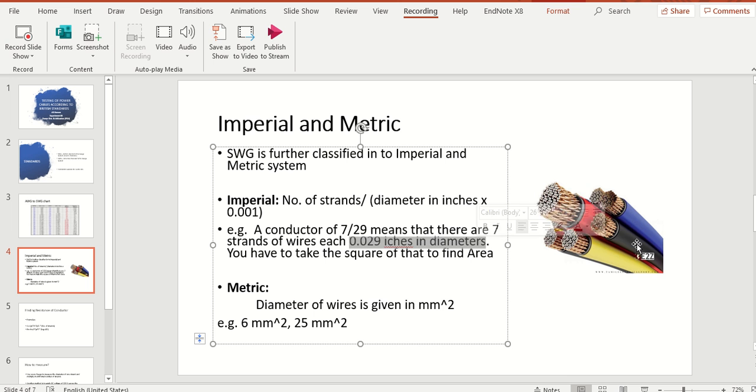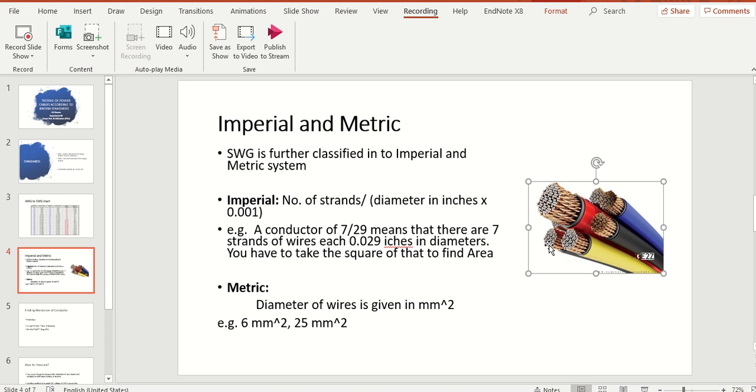Here we have an electrical cable. Inside there are so many strands, as you can see here. Look, there is a black cable; inside there are so many strands. Red cable, there are so many strands. The color is not important here. So 7/29 means that in this particular conductor there are 7 different strands. I'm not talking about this picture.